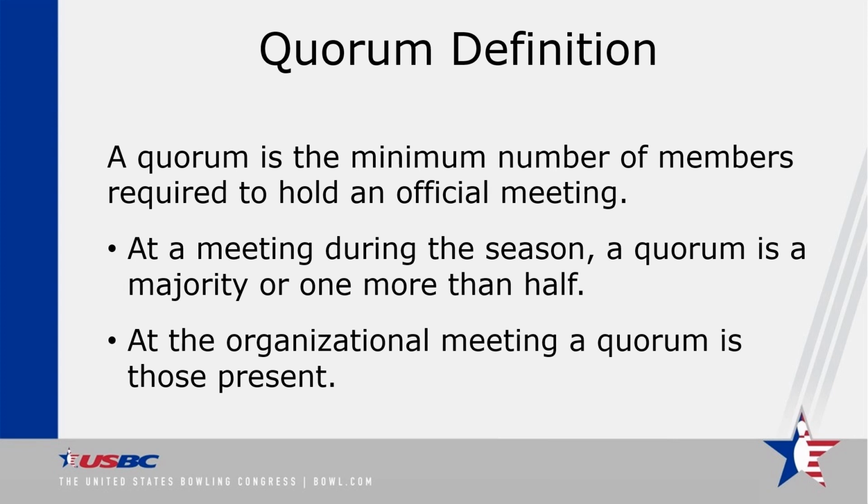For the organizational meeting, a quorum is determined differently, since until the league starts, the number of teams or individuals in the league are unknown. There's no way to determine one half of the members. Therefore, a quorum is established by those present.